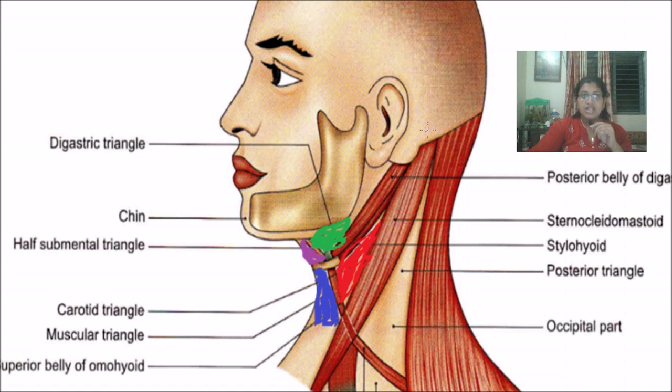You have here the submental triangle, the digastric triangle, the carotid triangle, and the last one, the muscular triangle. These are the four triangles within the anterior triangle. Now let's move on to the first triangle, the submental triangle.